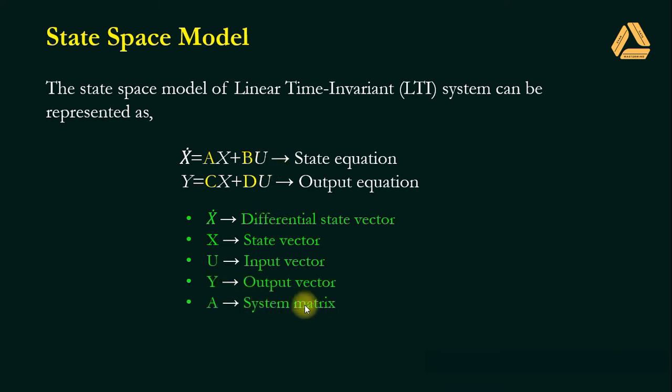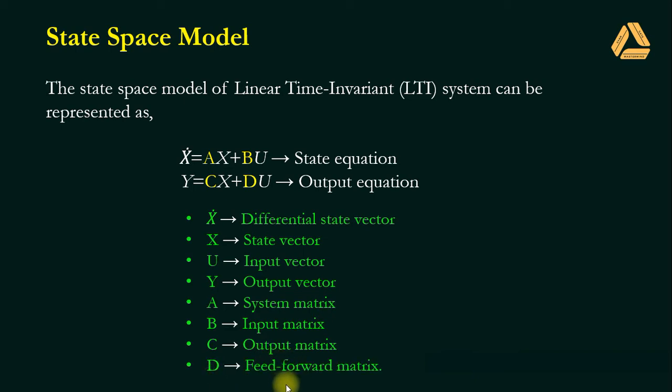And y is the output vector and A is the system matrix and B is the input matrix and C is the output matrix and D is the feed forward matrix. So D is the special matrix which you will be getting only when, for the given transfer function, the order of the numerator is greater than the order of the denominator. In other cases, you will be getting 0 D matrix. You will not be getting any D matrix because this term Du will be 0.